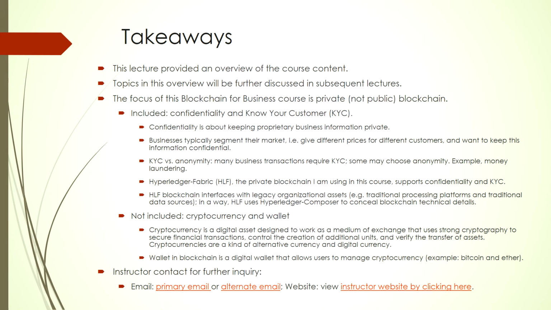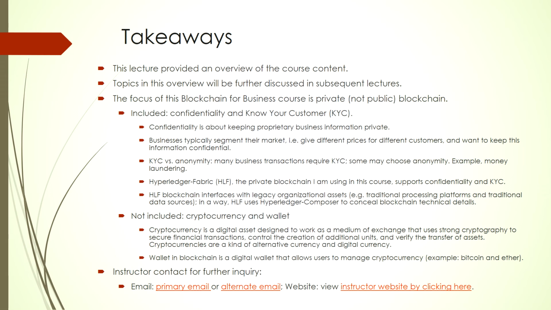I also wanted to describe what is not included here. Two things I wanted to highlight: cryptocurrency and wallet. Cryptocurrency is a digital payment system for paying for something. For example, Bitcoin, which is used in the Bitcoin blockchain, and also Ether, which is used in the Ethereum blockchain. Those two, and cryptocurrency in general, are not something I'm going to talk about in this class, so you know.